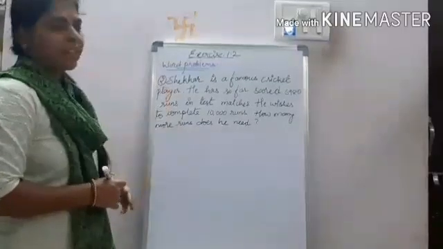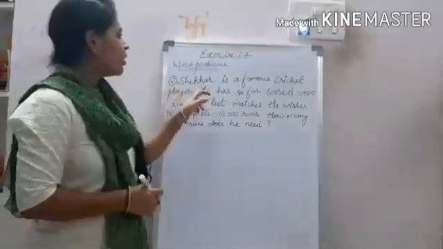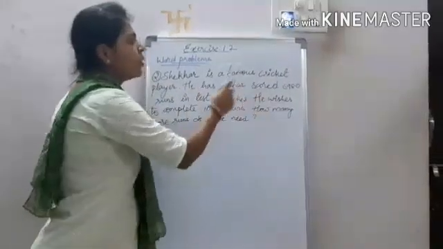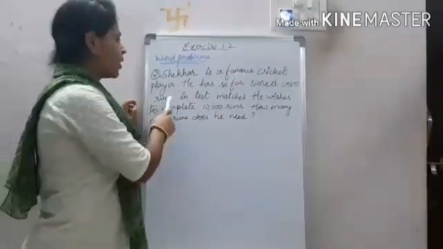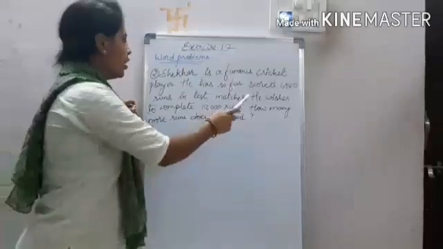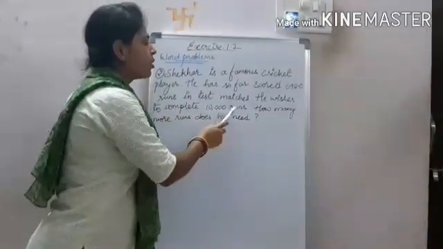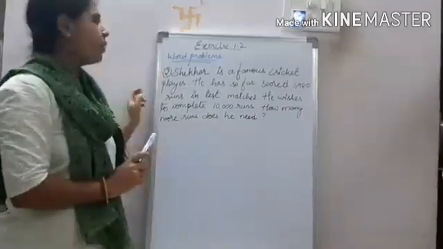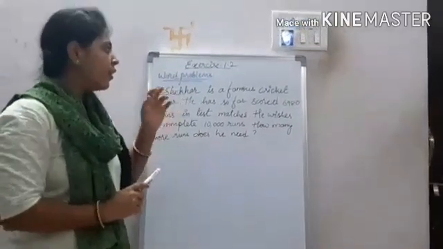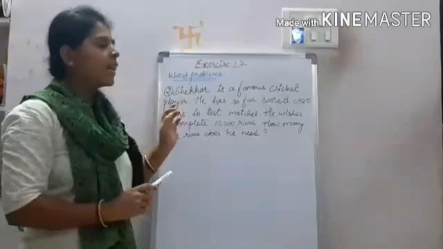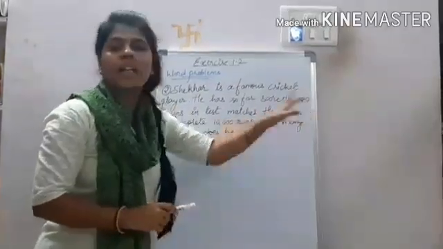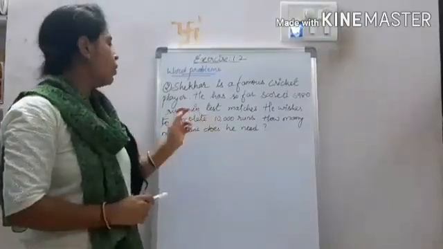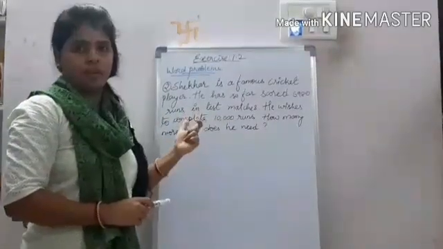Okay. Now the second question here. Shekhar is a famous cricket player. He has so far scored 6,980 runs in test matches. He wishes to complete 10,000 runs. How many more runs does he need? So here is a person, Shekhar. He is a famous cricket player and he has scored 6,980 runs. But he wished to complete up to 10,000, right?